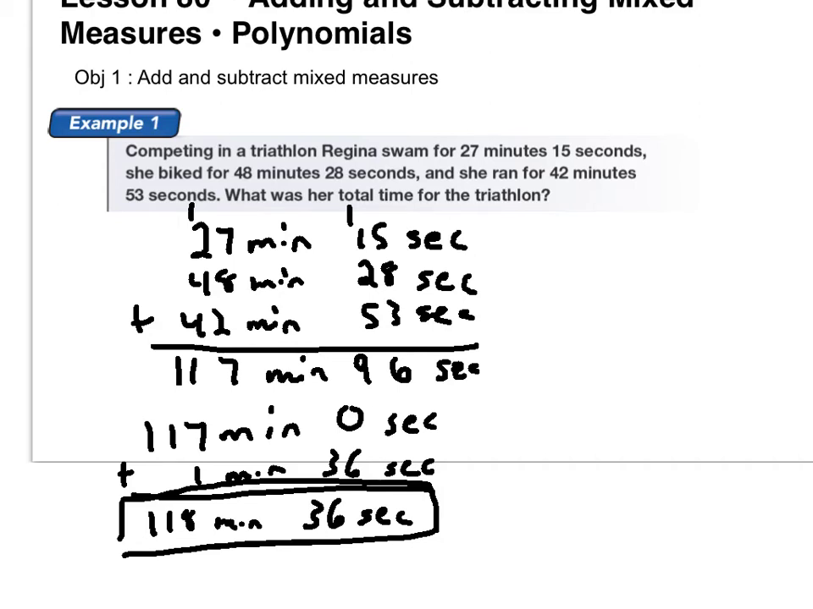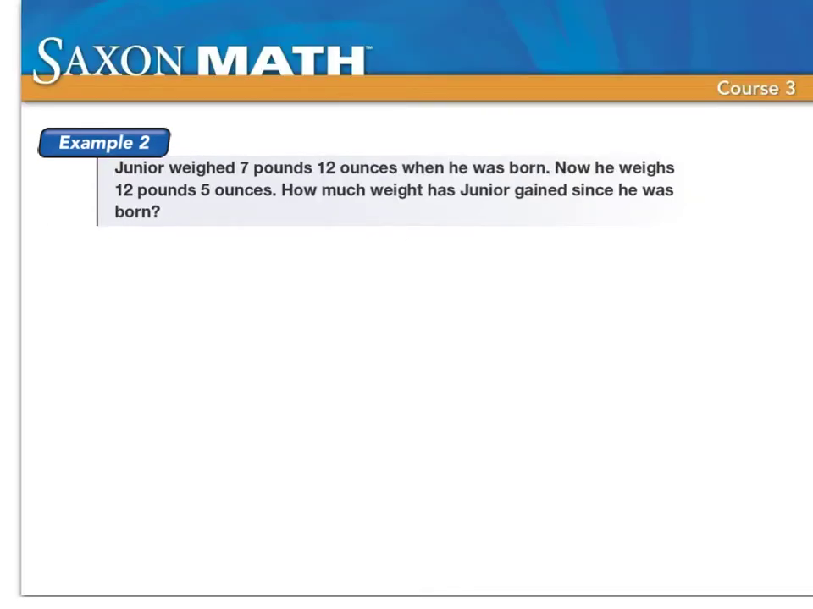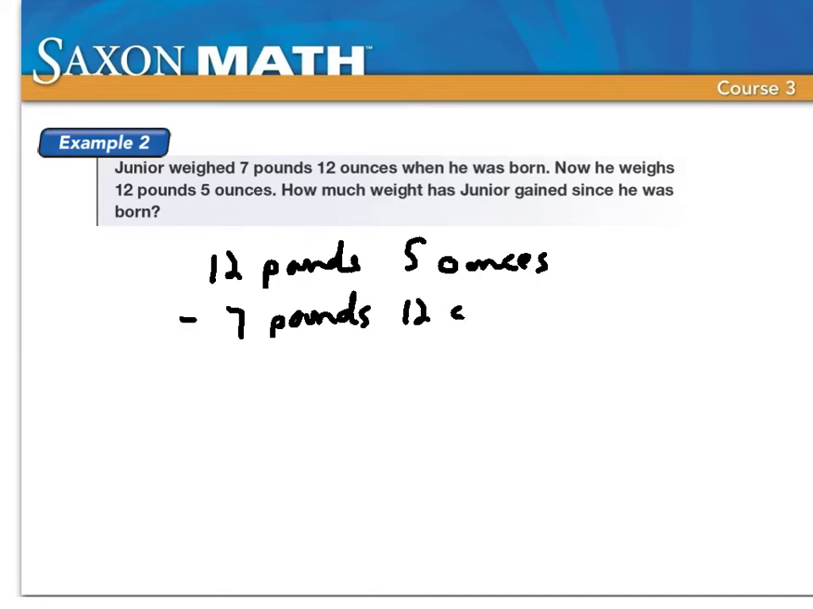Okay, and let's go ahead and do another example. Example 2 says Junior weighed 7 pounds and 12 ounces when he was born. Now he weighs 12 pounds and 5 ounces. How much weight has he gained? Since we're trying to figure out the difference between the two weights, we're going to subtract the weight when he was born from his weight now. So we're going to take 12 pounds and 5 ounces, and we're going to subtract 7 pounds and 12 ounces.